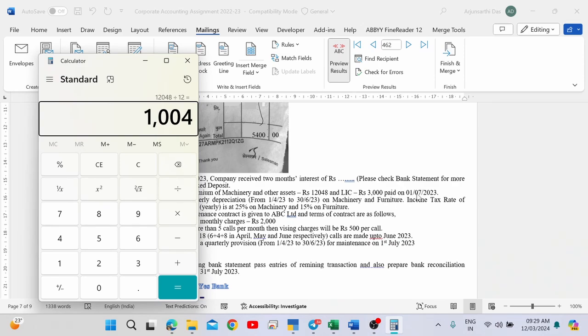And as I explained, we paid 3 months extra. Our year ends on 31st March 24. We paid up to 1/7/24. We paid on this date. That means you will get the benefit for 1 year up to 30 June 2024. 3 months extra payment. Therefore, 3 months prepaid insurance. 1 month is 1,004, into 3, that means we have 3,012 rupees prepaid insurance.